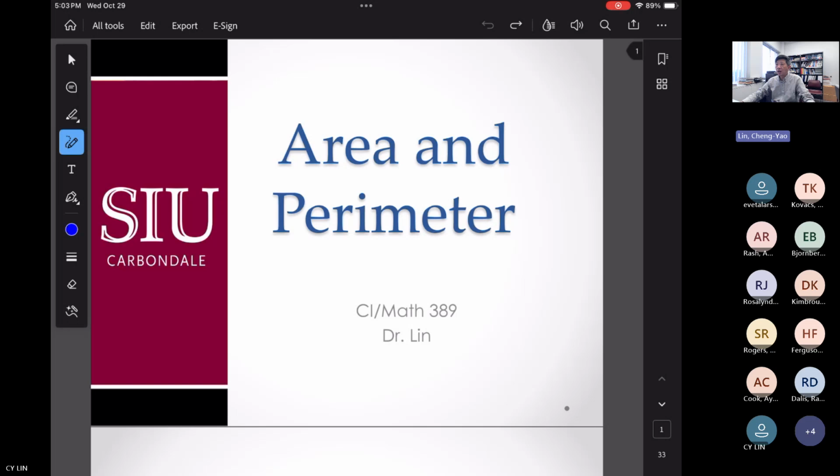Today we will focus on the learning of area and perimeter, okay? Now, to your best knowledge, what is the area and what is the perimeter? What is the area? Anybody like to share? What is the area?